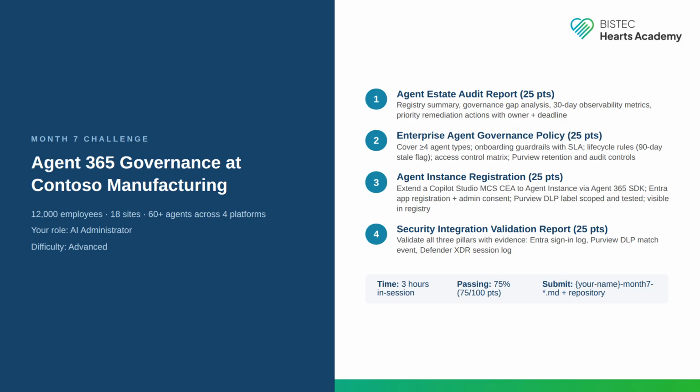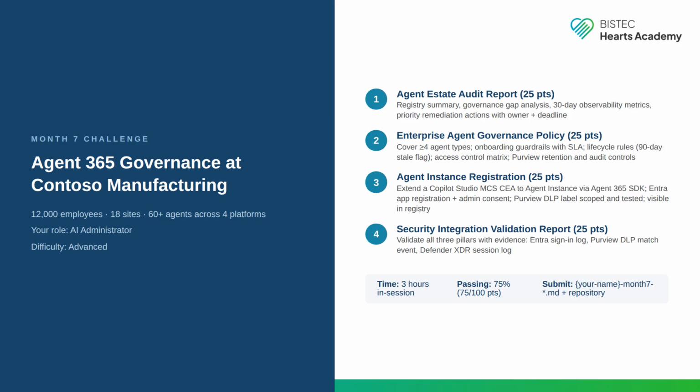Deliverable 3 is Agent Instance Registration. Take an existing Copilot Studio MCS agent, extend it to an agent instance using the Agent 365 SDK, complete the Entra app registration with admin consent, scope, and test a Purview DLP label, and confirm the agent appears in the registry as agent instance type.